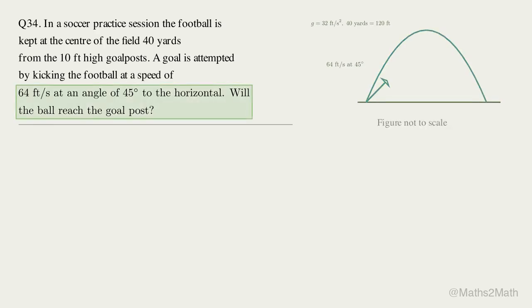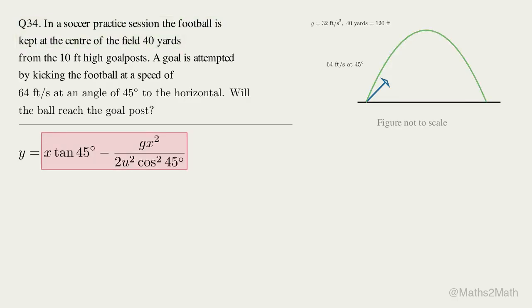Question 34. A football, 40 yards from 10-foot goalposts, is kicked at 64 feet per second at 45 degrees. Will the ball reach the goalpost? What does this mean? Follow the parabola to x equal 120 feet and see how high the ball still is. 40 yards is 120 feet.